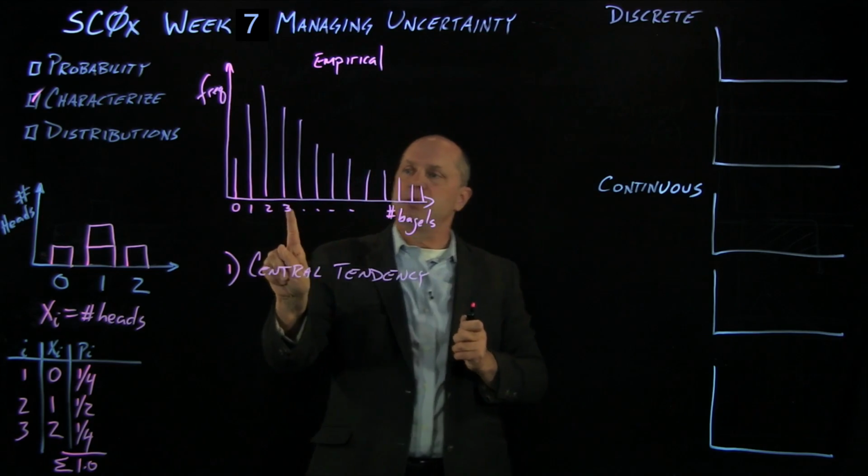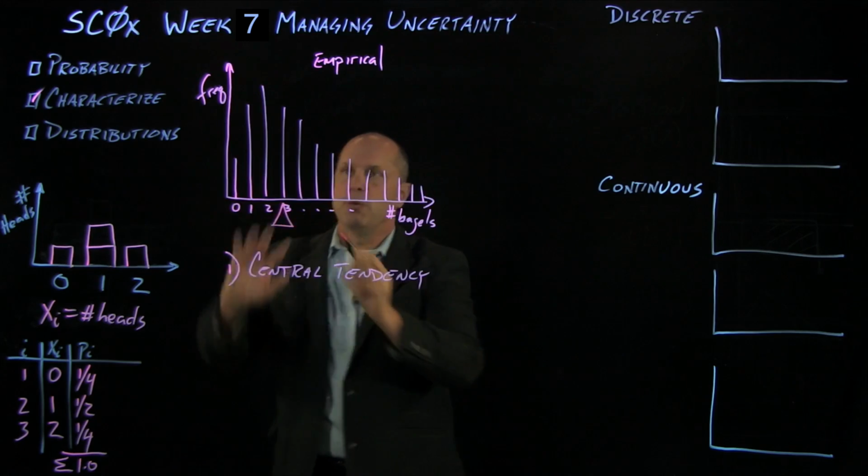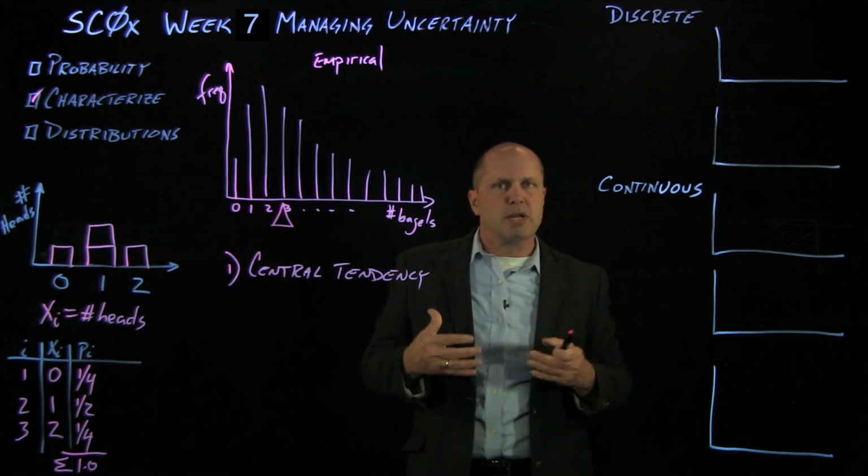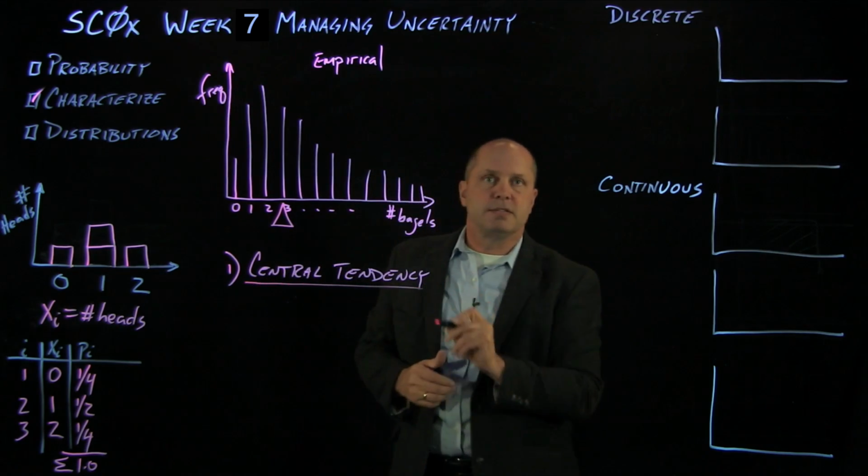And that's where I would be able to, if I wanted to put a fulcrum under here, balance that distribution. We also call that the average. But there are different metrics we can use to capture central tendency.